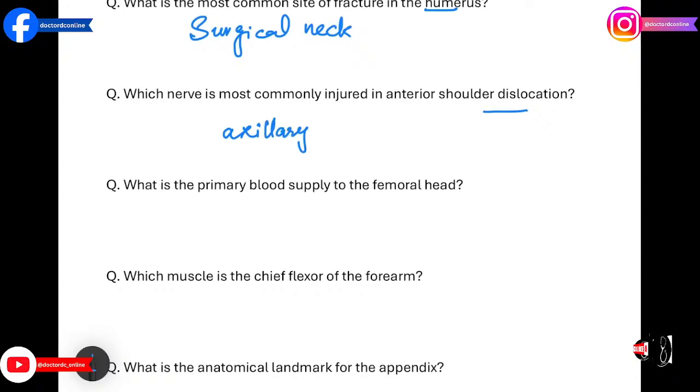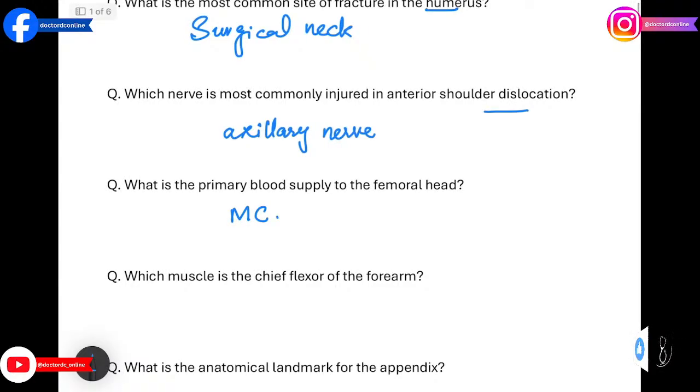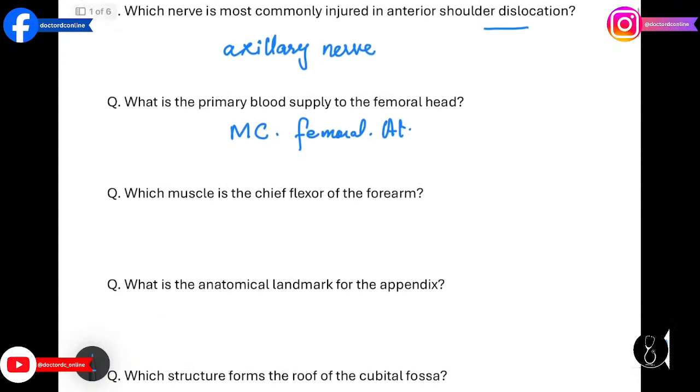And the answer is axillary nerve, because it lies close to the glenohumeral joint, making it susceptible to injury during dislocation. The next question is, what is the primary blood supply to the femoral head? And the answer is medial circumflex femoral artery. This artery provides the main blood flow via articular branches.